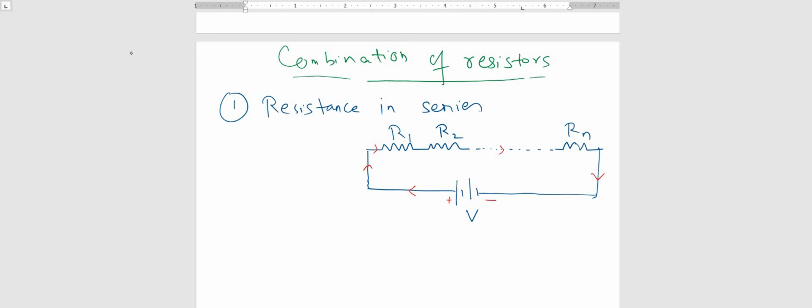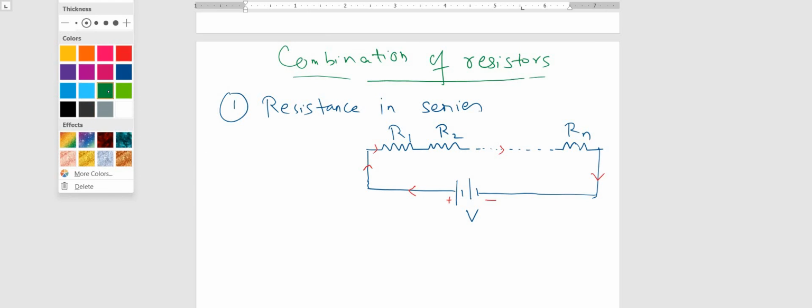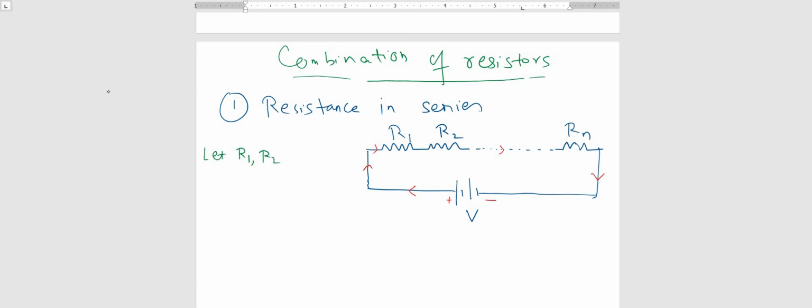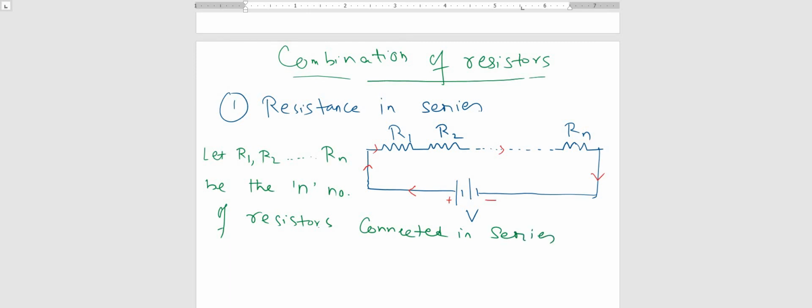Now we have got n number of resistances, so we'll write like this. Let R1, R2, Rn be the n number of resistors connected in series. Series n number of resistance আমি কানেক্ট করলাম, okay. So মনে রাখবে, whenever we connect resistances in series, so current flowing through all the resistance is same.